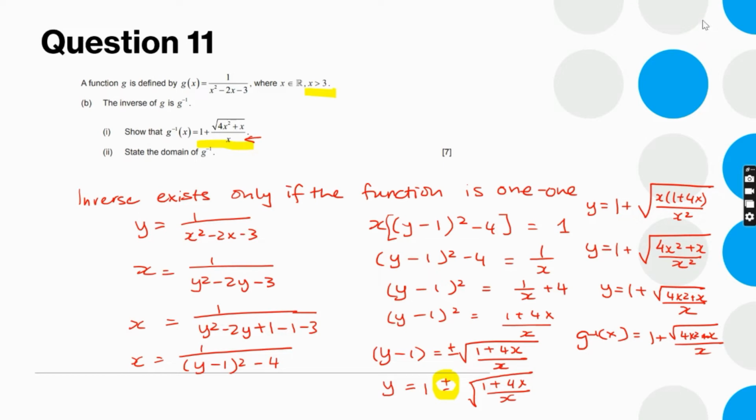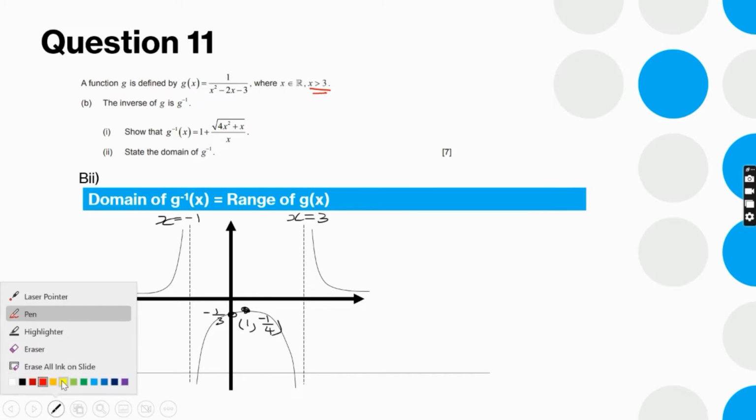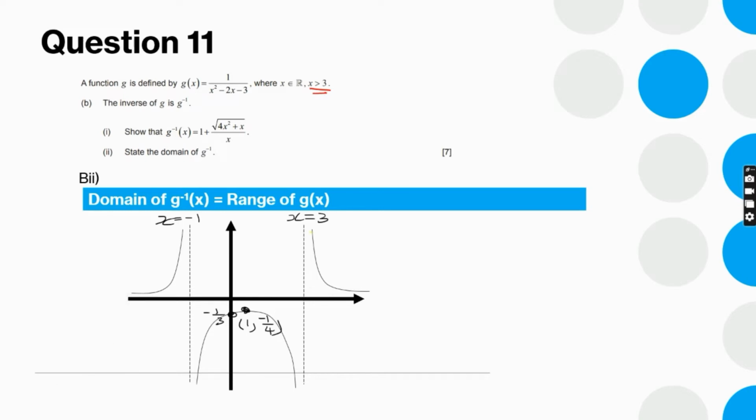Okay, and in the second part, you're required to find the domain of G inverse. In question 11b part 2, you're required to state the domain of G inverse. You may already know by now that the domain of G inverse is actually the range of G of x. I have the graph of G of x below, and you can see that with the original domain whereby x is greater than 3, the section of the graph we are looking at is this portion. I'm highlighting it right now.